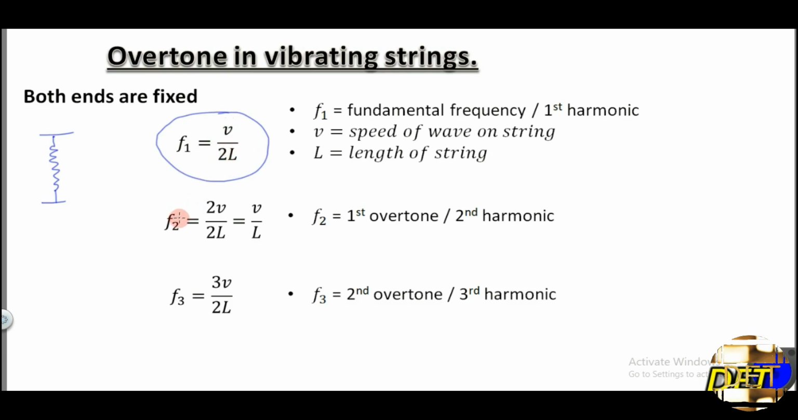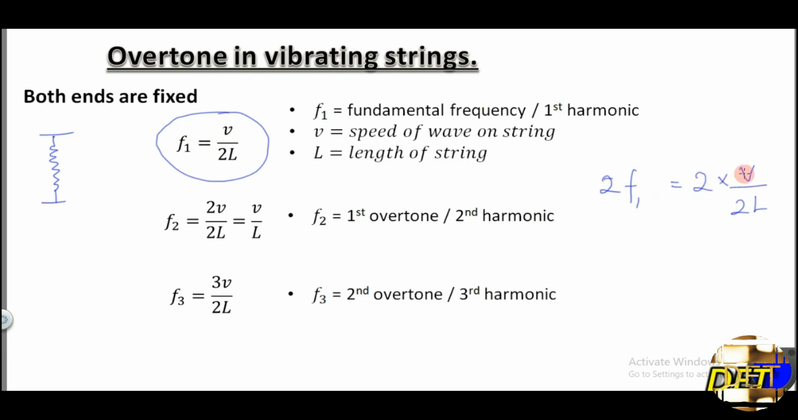So the second harmonic will now be F1 times 2, right? So the second harmonic is 2 times F1. And so if our F1 is given as V over 2L, that means this will now be 2 times V over 2L. Why? Because my F1 is V over 2L, right? As given here.